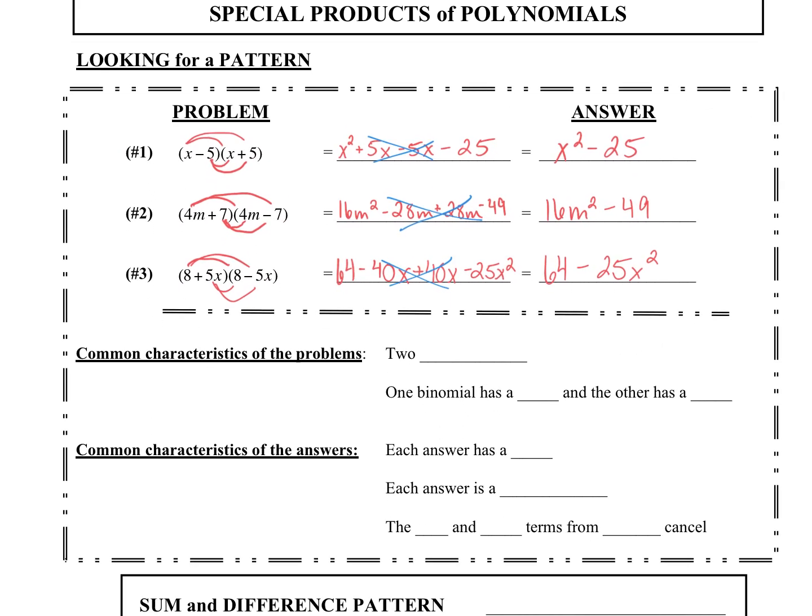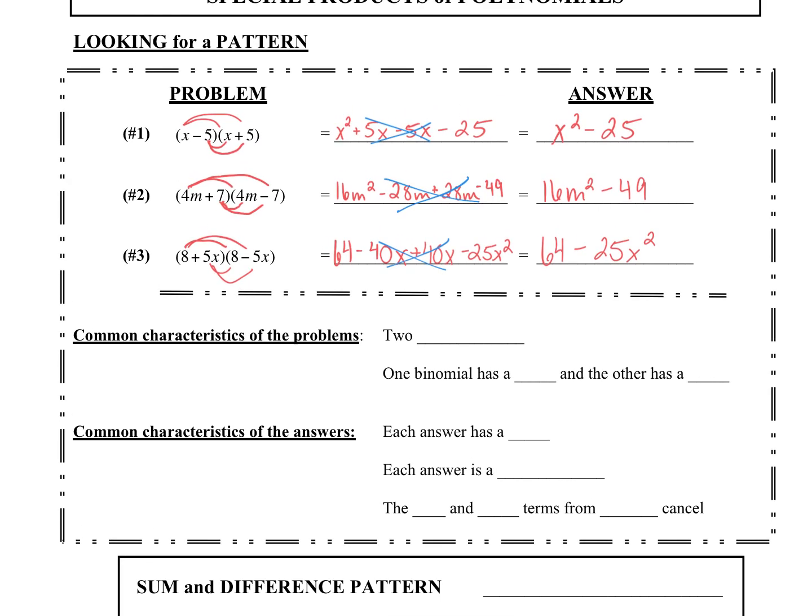So let's look at what each of these problems have in common. We've already talked about a few, all right? But in each of these, okay, we have two binomials. All right, so binomials have two terms, right? And one binomial we're adding, and in the other binomial, we have a subtraction sign, okay? Another common characteristic is each of our answers is subtraction as well. So like in the first one, we have x squared minus 25. Then we have 16m squared minus 49, 64 minus 25x squared. Okay, so we're subtracting each time. Okay, so each answer has a subtraction sign. And then also notice that each answer itself is a binomial. Okay, so we're multiplying two binomials together, and our answer is also a binomial.